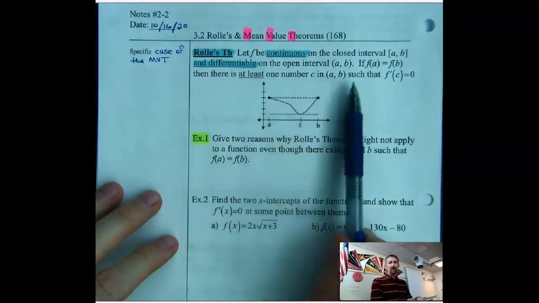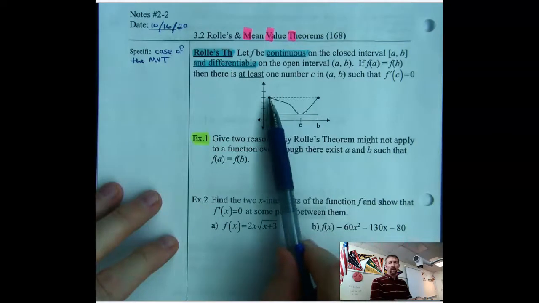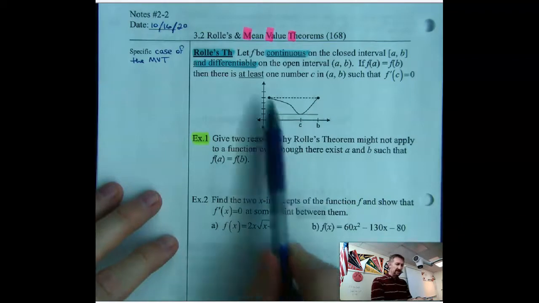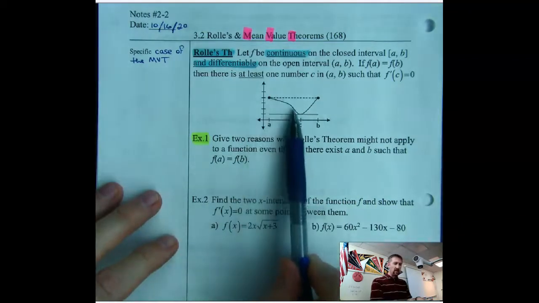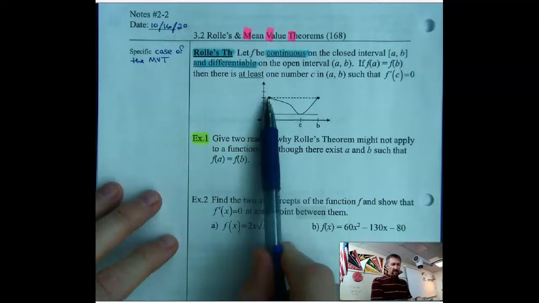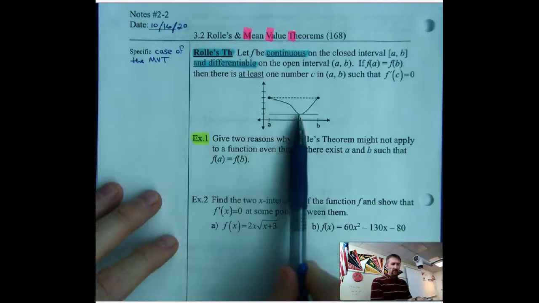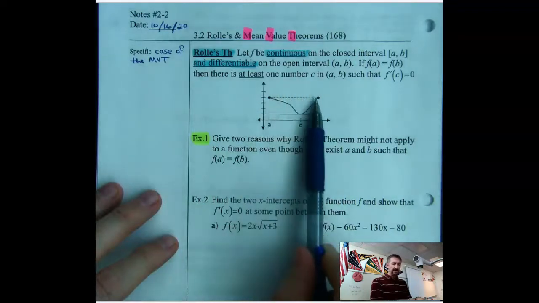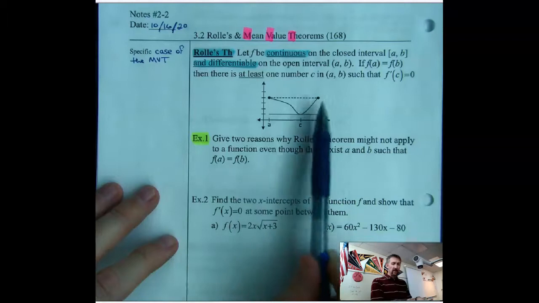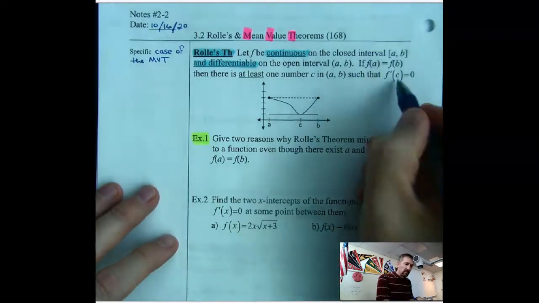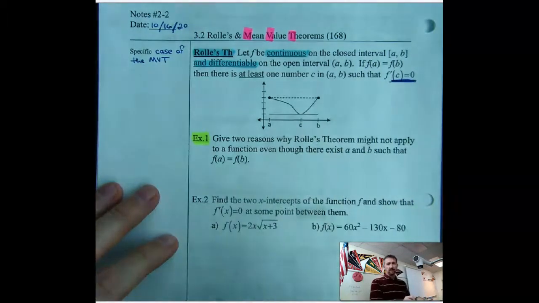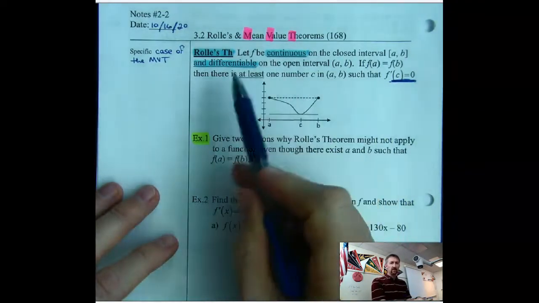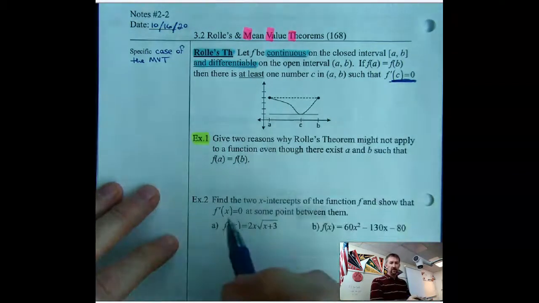Okay? So if the y-coordinate of the initial point is equal to the y-coordinate of the terminal point, and it's continuous and differentiable, that means that somewhere, so if you go down, somewhere you're going to have to come back up. And when you do, you're going to get a horizontal tangent. Or if you go up, you're going to have to come back down. And so when you do that, you're going to get a derivative equal to 0. Okay? So that's what Rolle's theorem says. If your y-coordinates are the same and you're continuous and differentiable, you have a derivative that equals 0 somewhere.